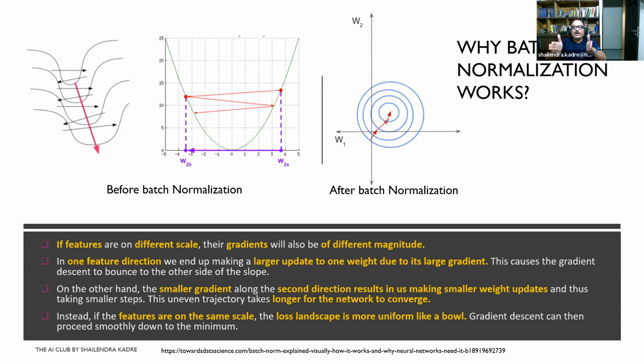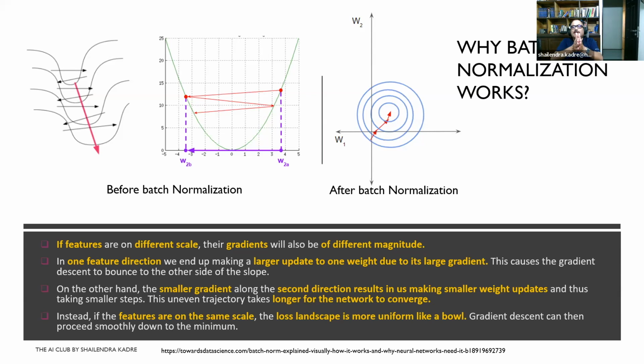So I'll give you an example. Suppose one feature is on a small scale. For that, the gradient update will be small. If another feature is on a bigger scale, with values in the thousands or tens of thousands in magnitude, then for that the gradient will be bigger. So the weight updates will be bigger.